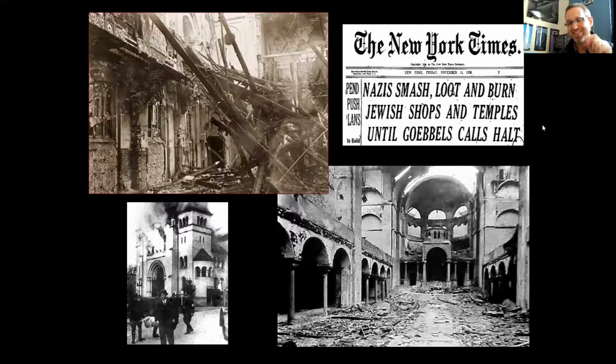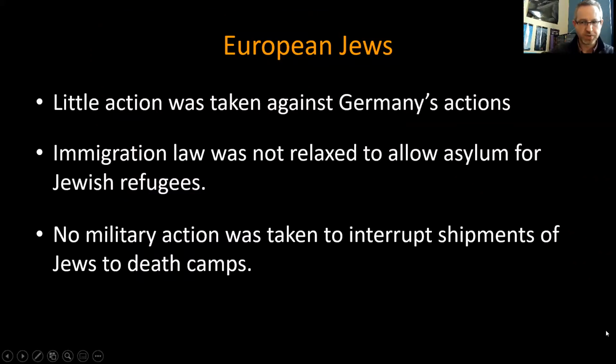In fact, pictures like this are going to be reported in news media around the world. You even have the New York Times front page, 1938, says the Nazis smashed, looted, and burned Jewish shops and temples until Goebbels, that's the Nazi propaganda minister, calls a halt. You might say, why would the Nazi propaganda minister stop this? Well, it lets him say, I stopped it, right? We didn't want this to go on. Of course we want to protect our people, right? But they let it go on for hours and hours and hours, long enough that you see lots of evidence of the damage in these pictures.